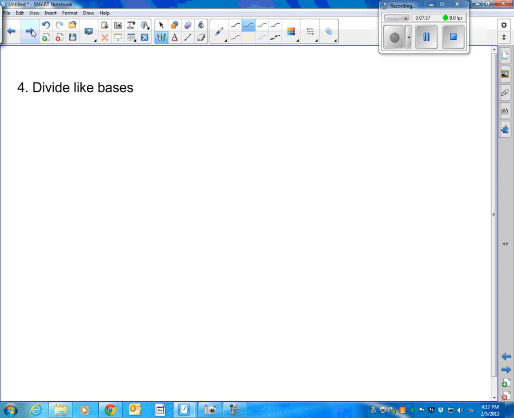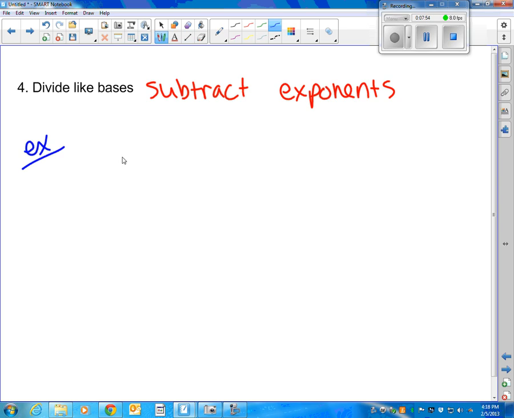All right, and rule number 4, divide like bases. We subtract the exponents. All right, so let's do just a couple examples for that. If I had x to the 4th over x cubed, if I want to simplify this, I have 4 x's on top, 3 x's on bottom. I subtract the 2 powers, and I simply end up with x to the 1st, which is just x.